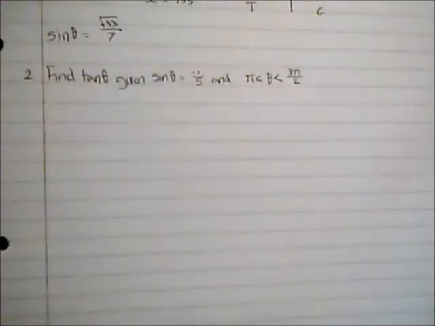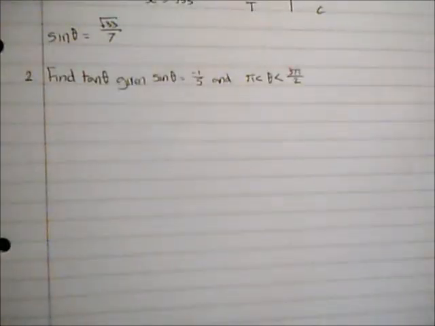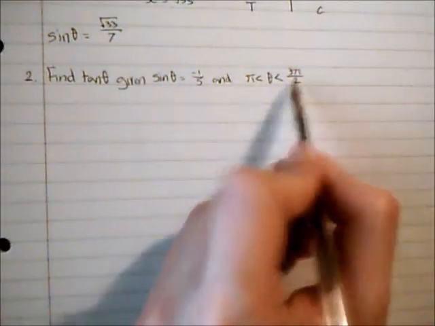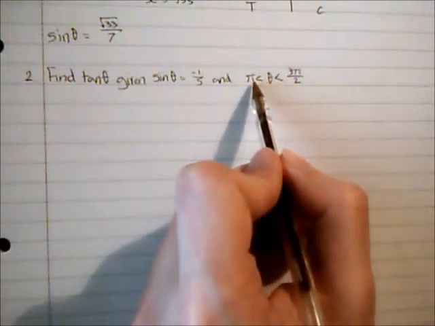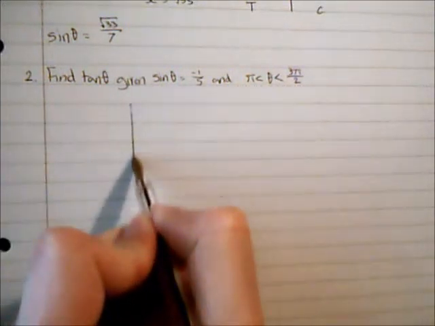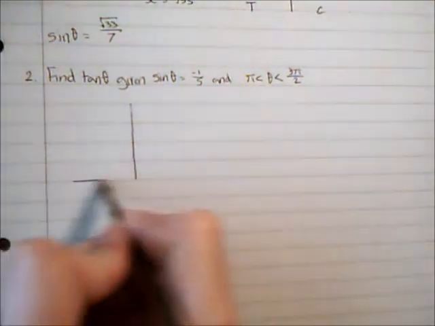So let's look at another example. This time we're asked to find tan theta given that sine theta is negative a fifth and that pi is less than theta is less than 3 pi over 2. So this tells me that theta, because it's greater than pi, is actually a reflex angle. But I'm still going to draw a right angled triangle.